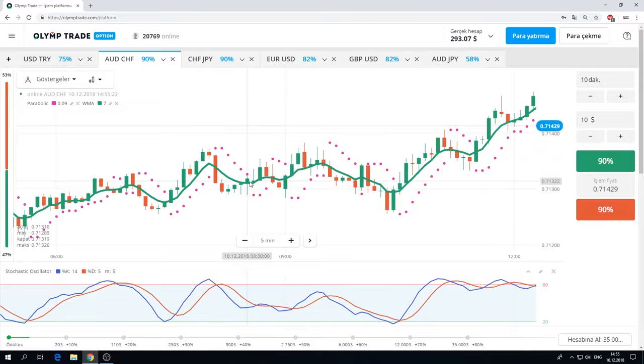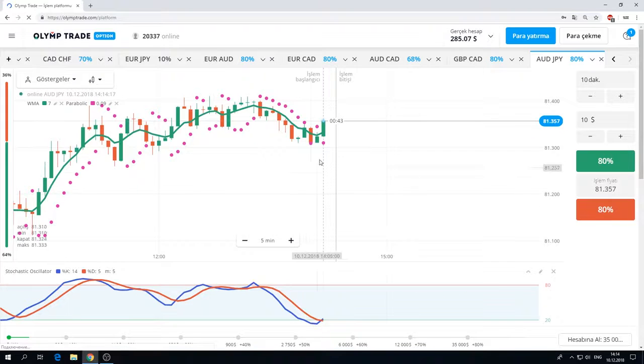When all the conditions are met, you can open a trade. Well, let's open a trade and try the strategy in action.